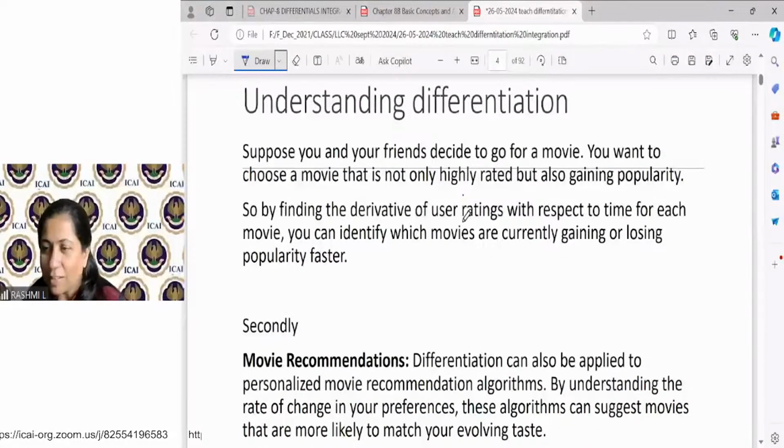So, trying to understand this. Suppose you and your friend are trying to go to a movie. There can be two aspects. You want to see a movie which is very popular, and you want to see a movie that is highly rated, so that it is made very well. It has a critical appeal. So how do you do that?